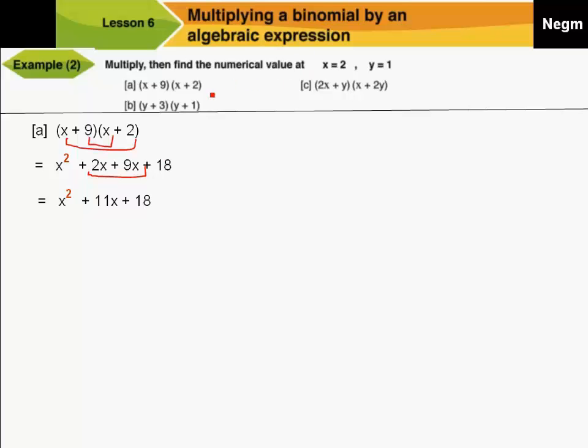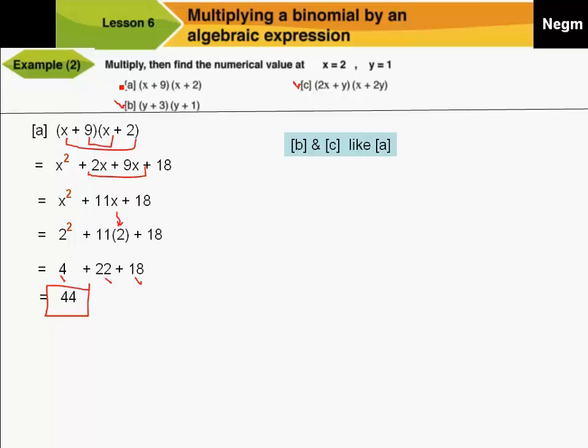And we have to evaluate this expression when x is equal to 2 and y is equal to 1. So this will equal, substitute x with 2. It is 2 to power 2 plus 11 times 2 plus 18, equals 2 times 2 is 4, plus 11 times 2 is 22, plus 18. Adding these three numbers gives 44, and this is the value of the expression. B and C are like A, so you can easily solve them.